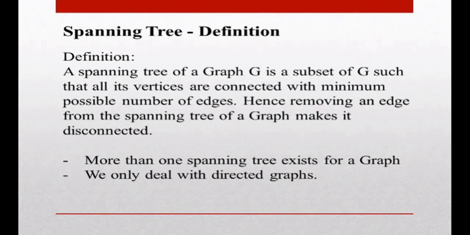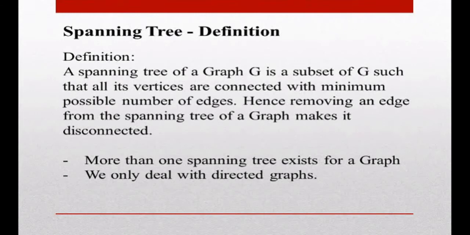So let's begin with the general definition of a spanning tree. A spanning tree is defined for a graph. A graph is represented by a set of vertices and a set of edges. So a spanning tree for a given graph G, which has some vertices and some edges, is a subset of G such that all the vertices are connected with the minimum possible number of edges.